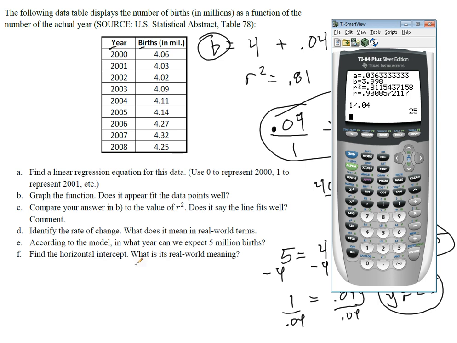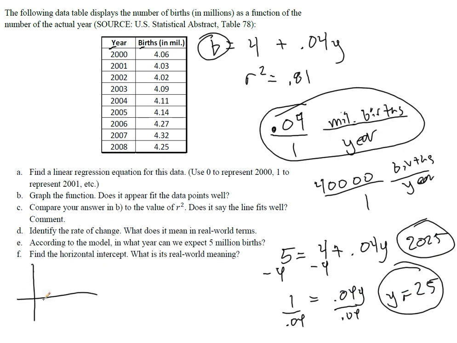Find the horizontal intercept. What is its real world meaning? Okay, so the horizontal intercept, if we recall, is where the points cross the horizontal axis. And the only thing we know about each of these ordered pairs is that the output value is 0. The output is totally zeroed out. It's the input that's changing. So we want to set the output to 0. So, oh wow, when will it be 0 births?